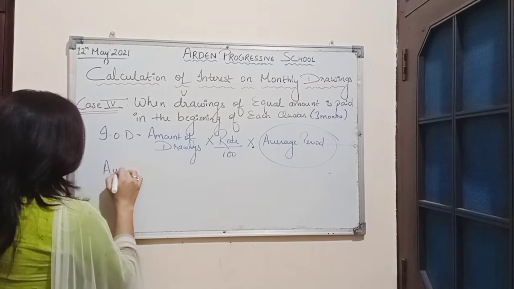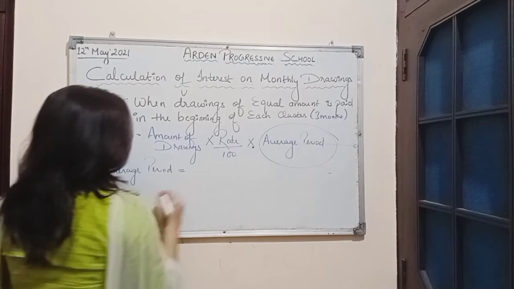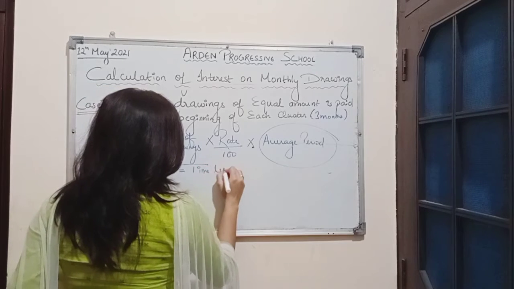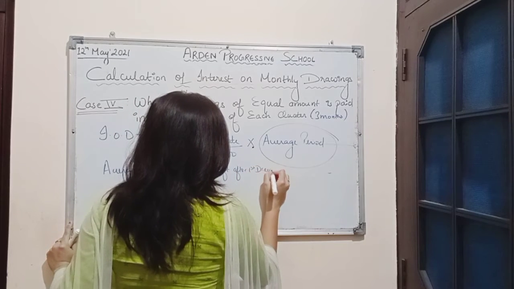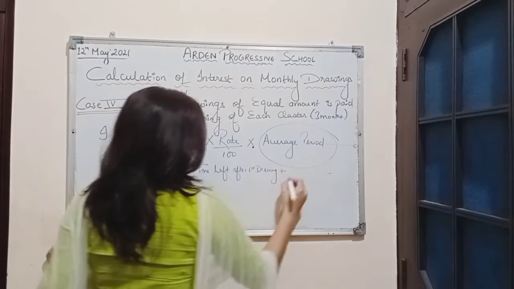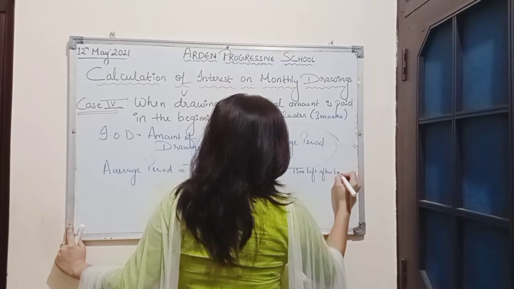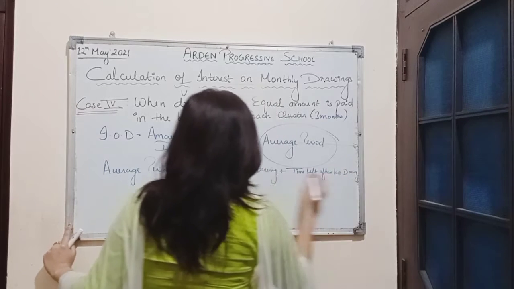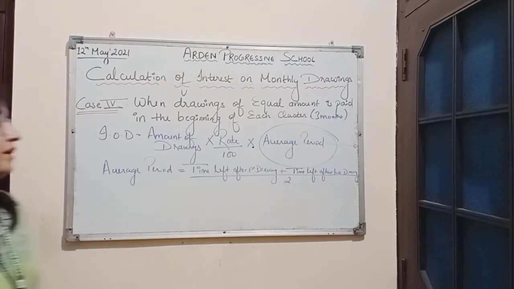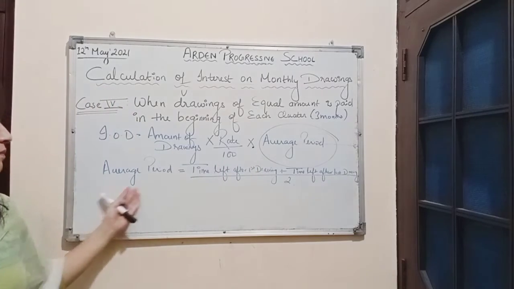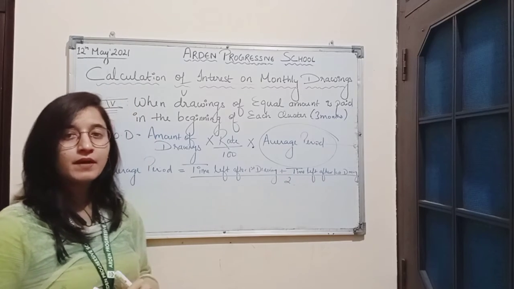Now, average period is calculated as time left after first drawing plus time left after last drawing divided by 2. So now here for calculation of average period, we will apply this formula: time left after first drawing plus time left after last drawing divided by 2.